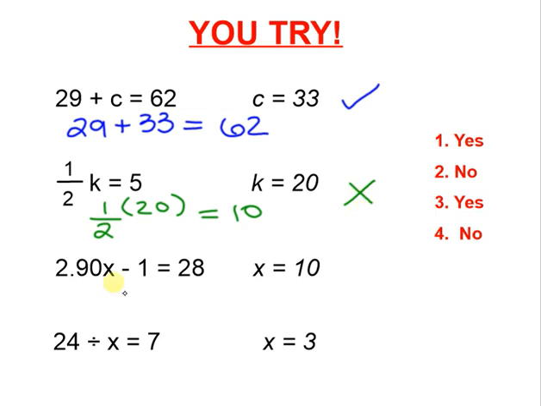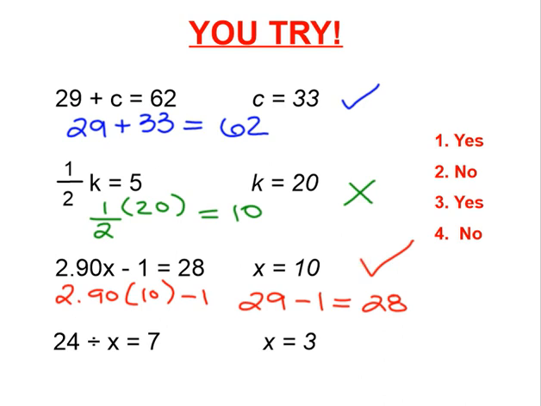Okay, number 3, 2.90 times 10 minus 1 does not equal 28. Does equal 28. I'm so sorry. I was looking at that, because 2.90 times 10 would be 29, and 29 minus 1 equals 28. So the solution does work. I'm sorry about that. And then for the last one, 24 divided by 3 equals 8. It does not equal 7. So the solution does not work.